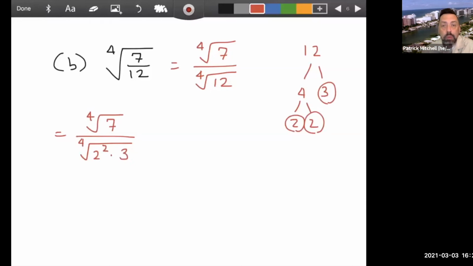Okay, so here's what we need to happen in this case. We have, under the 4th root, 2 squared times 3. What we need under the 4th root are all 4th powers. We need 2 to the 4th, 3 to the 4th. Okay, because that's how we're going to simplify that radical down to, it's just going to be 2 times 3. So how do I get that 2 to the 4th times 3 to the 4th?